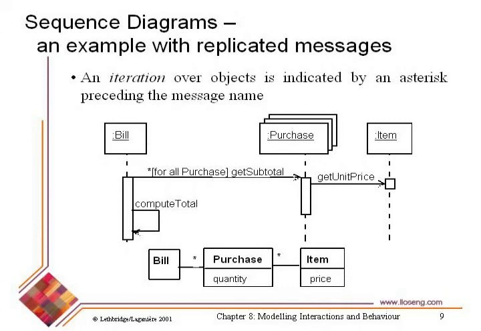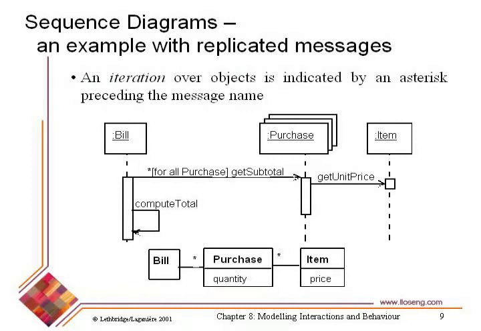Slide 9. We now have a bill object. We have a set of purchase objects. Notice that there's the notation for a collection of things in UML. I showed that to you the other day, where you have overlapping boxes. What you're saying is treat a bunch of things as behaving the same. So a bunch of purchases and an item object.